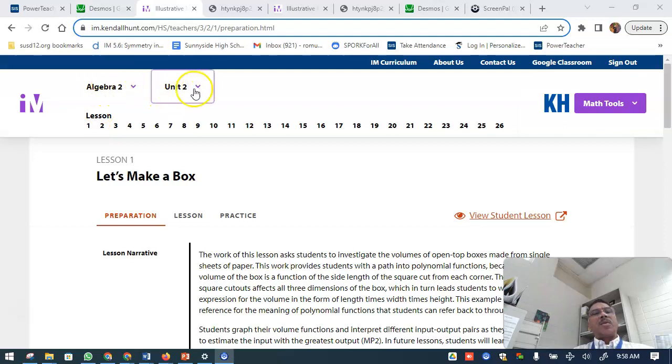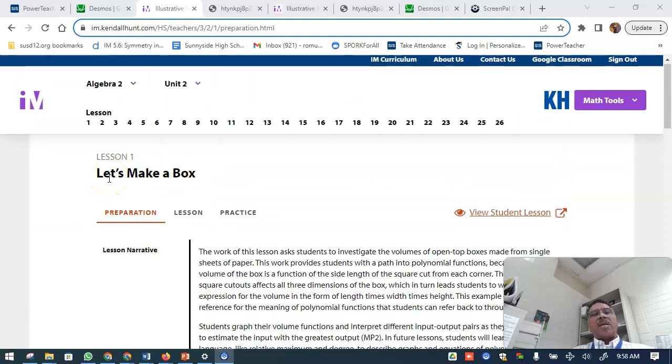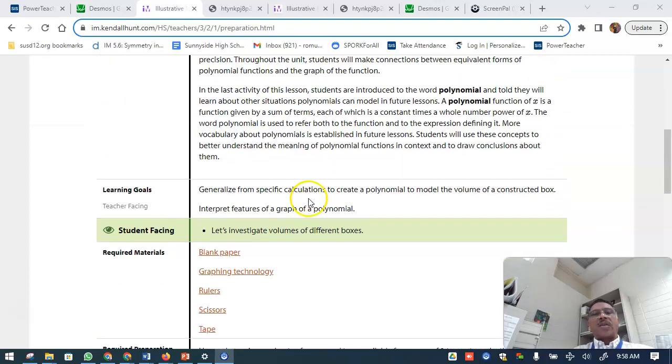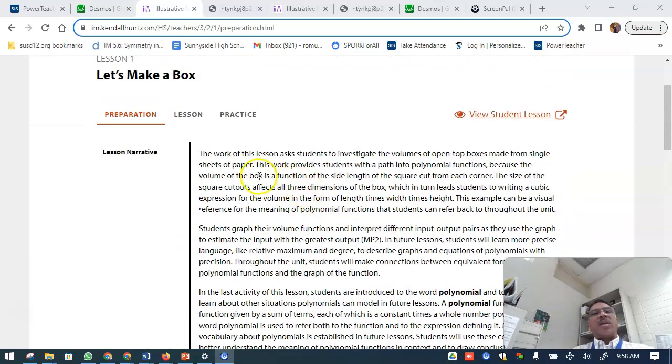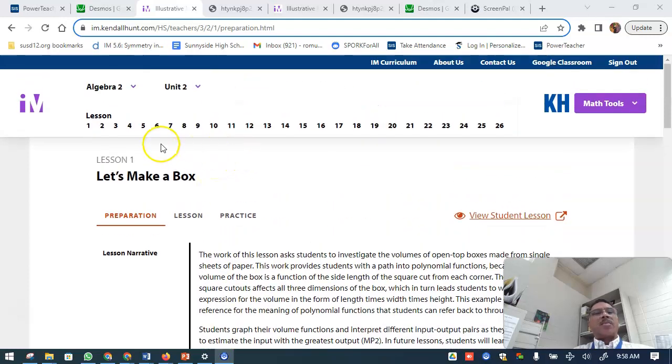This is unit 2, algebra 2, and I'm going to walk through the practice problems of lesson number 1 and 2. The first lesson is "Let's Make a Box." Basically, this is about creating a volume function of a box and figuring out for what value of x the volume will be maximum. Let me go straight to the problems.